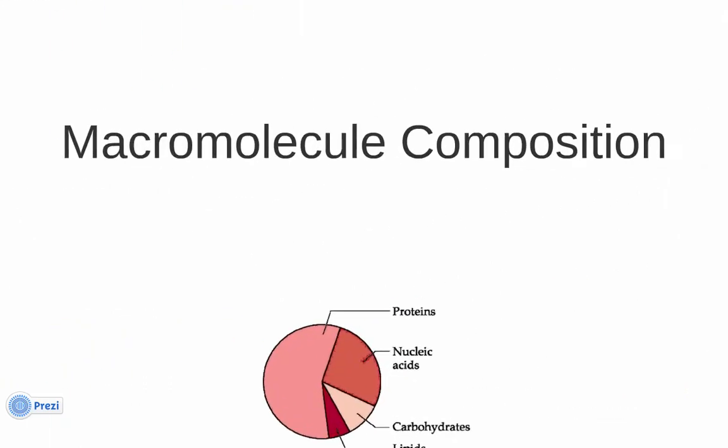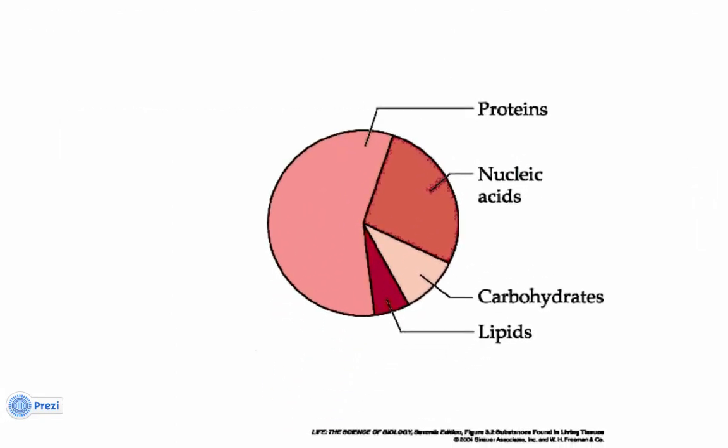All macromolecules are made up the same way in all living things, and are present in all organisms in roughly the same proportions. As you can see in this pie chart, it shows the percentages of proteins, nucleic acids, carbohydrates, and lipids of which all living organisms are made up.